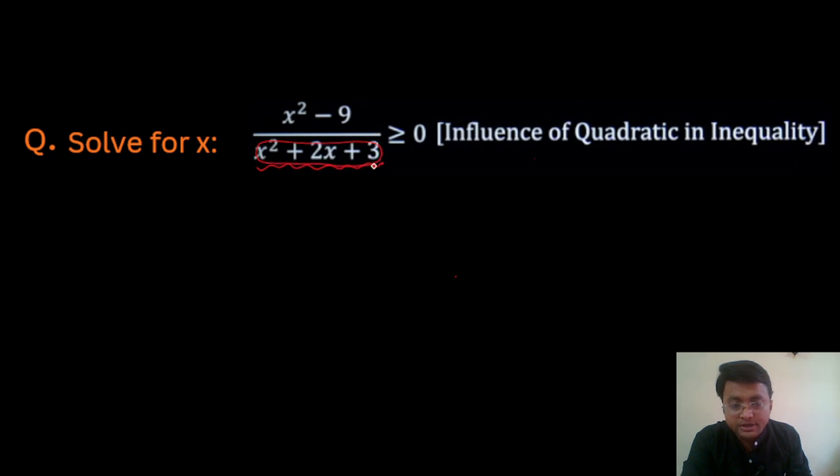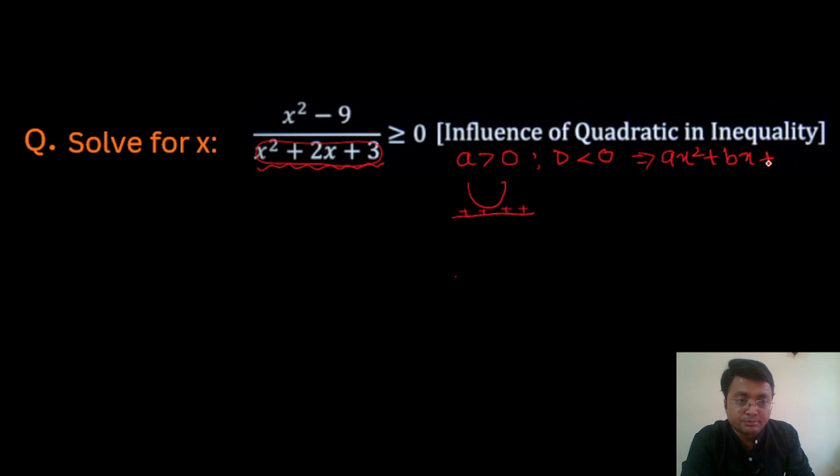If you observe this expression, it seems that it is always positive. Why? Let me tell you one thing. When a is positive, it means concavity up, right? A positive and D negative. If D is negative, there are no real roots, which means it is above the x-axis. If it is above the x-axis, this quadratic will be positive. So you can write: ax² + bx + c > 0 for all x belonging to R, right?